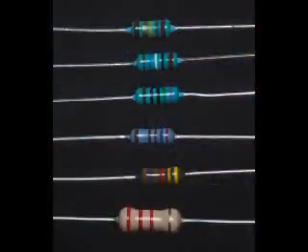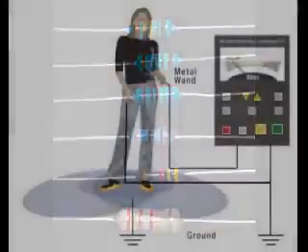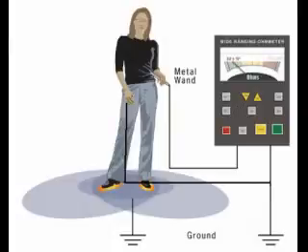Now try some more resistors. Read the color codes. Be sure to select a range above that which you expect. Are they within tolerance? You may safely measure the resistance of your own body by holding one probe tip with the fingers of one hand and the other probe tip with the fingers of the other hand.